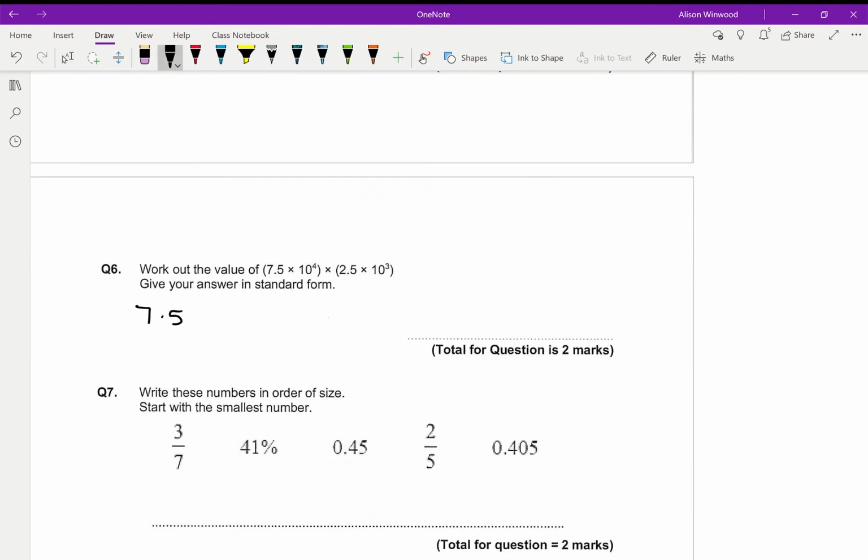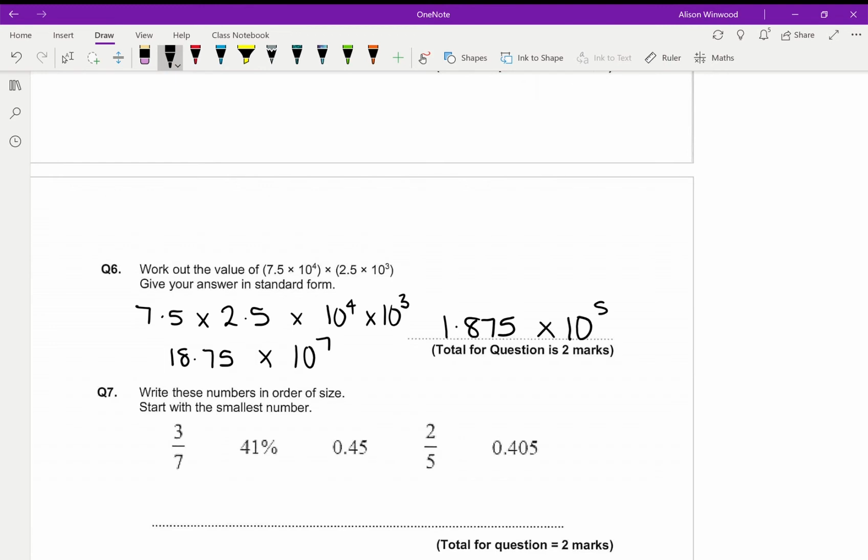Doing the number part, 7.5 multiplied by 2.5 is 18.75. Then the powers, 10 to the 4 multiplied by 10 to the 3, add the powers is 10 to the 7, but this isn't in standard form because this isn't between 1 and 10. So I'm going to divide it by 10 to make it between 1 and 10, which means I need to multiply by 10 to the power.